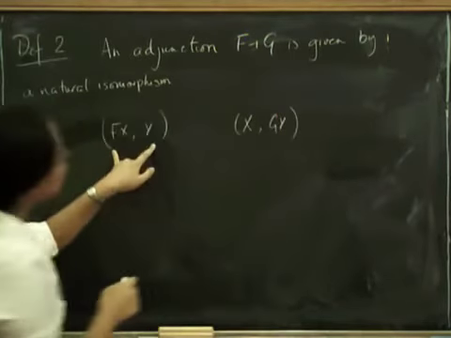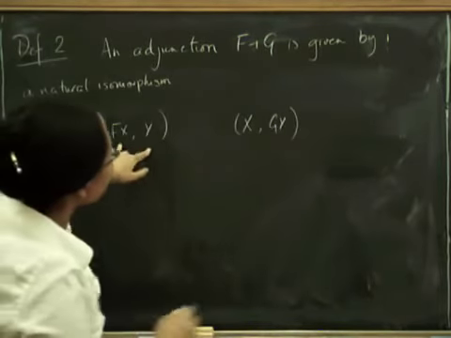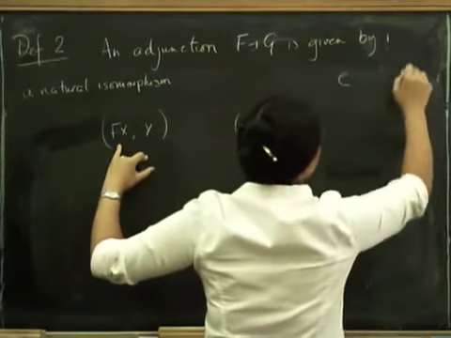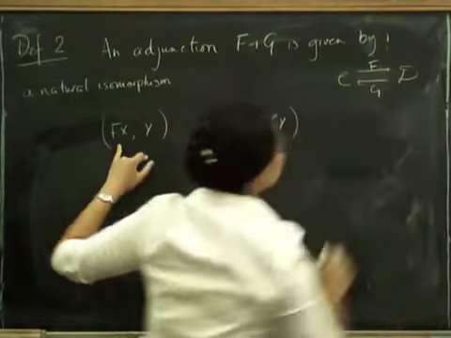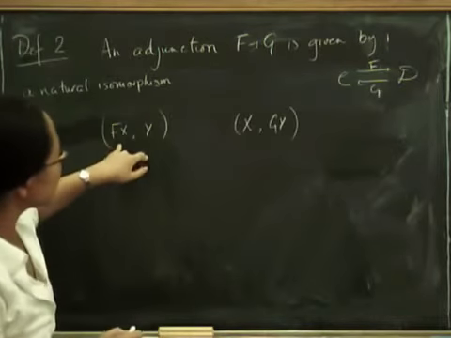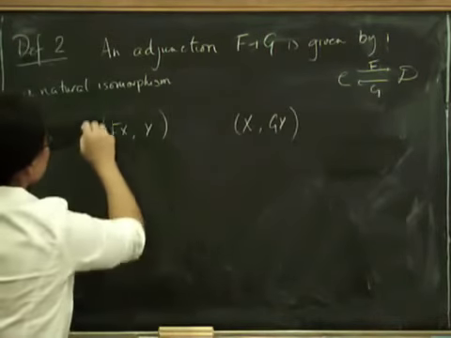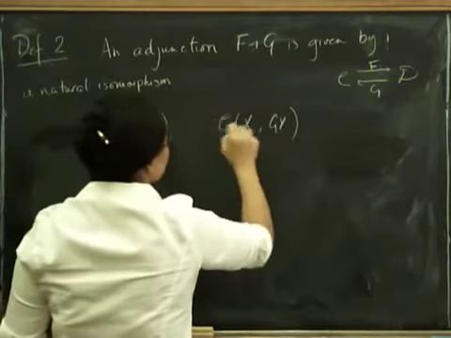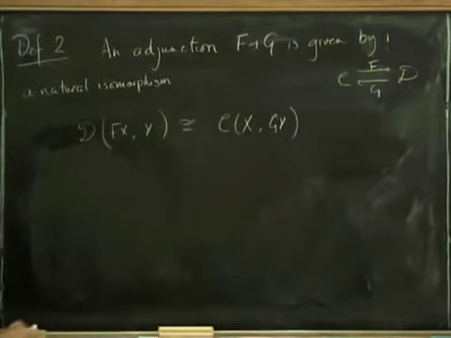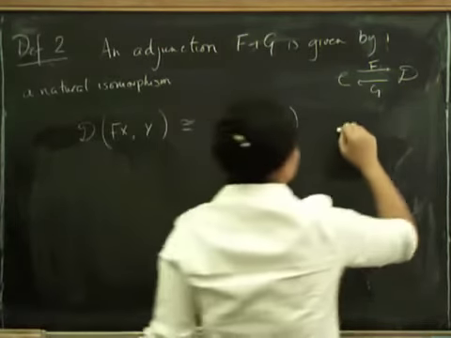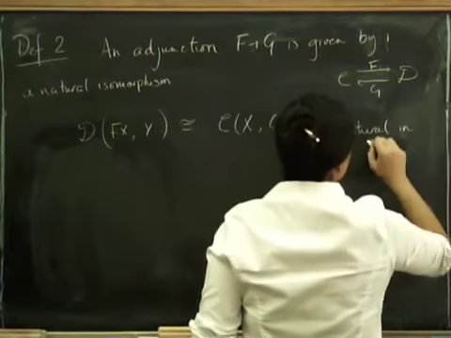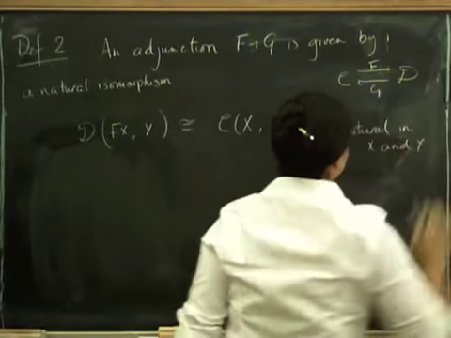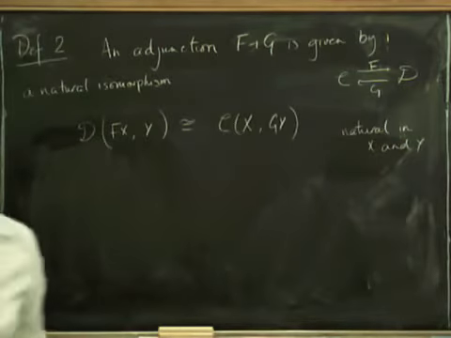Now where do these morphisms live? I forgot to say where my categories and functors were going. It's going like this. So F goes from C to D, so F of x is going to be in D, so these are morphisms in D, these are morphisms in C. And that's a natural isomorphism, which has to be natural in x and y.